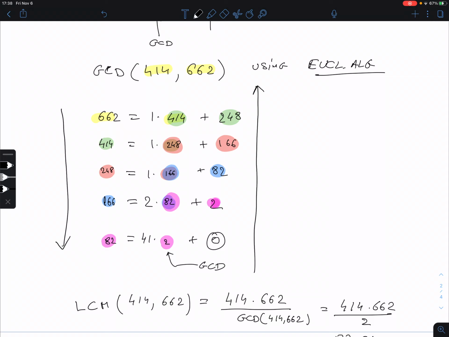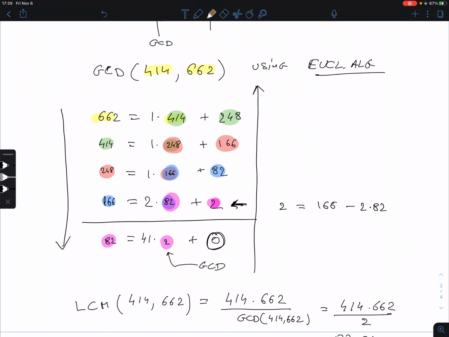I'm going to start with this equation, and what does this equation tell me? Sorry, I apologize. This equation was telling me it stops. If the remainder is 0, then I'm done. So this is the equation I'm going to start with, and I'm going to solve for the remainder, which means that 2 is equal to 166 minus 2 times 82. So I bring the 82 to the other side.